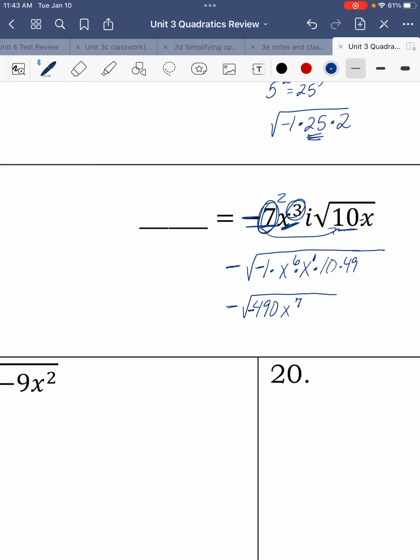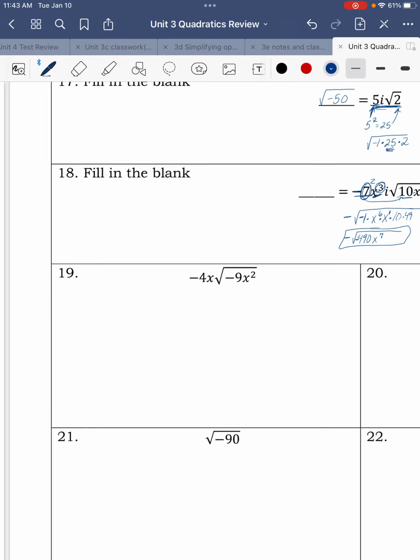And it'll be a negative because of the negative 1. And that should be the final answer.